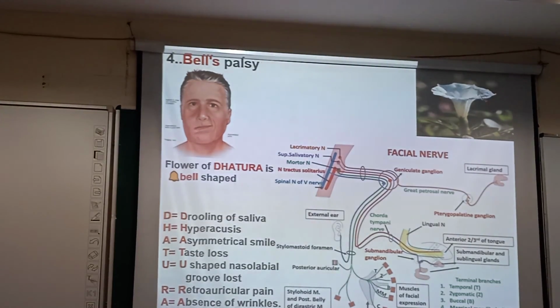Look at this. The flower of Dhatura is bell shaped. So what is it to us? These are the signs and symptoms of Bell's palsy. Dhatura: D for drooling of saliva, because the buccinator muscle is not working here. It is not continent. Here lies the modiolus, which is responsible for the proper closure of the angle of mouth. So the fluid will just trickle out from the angle of mouth. That is known as drooling of saliva.